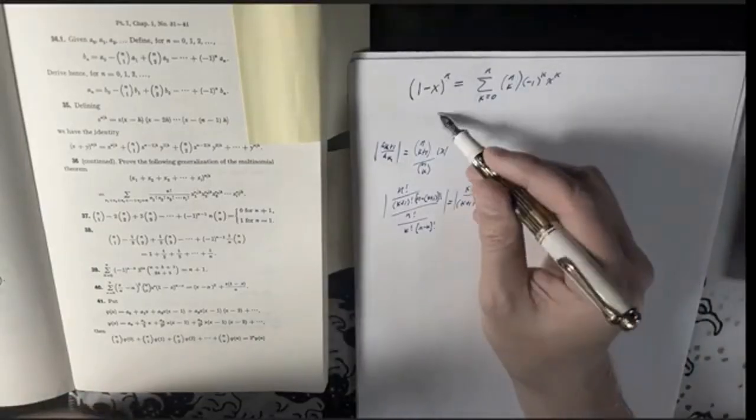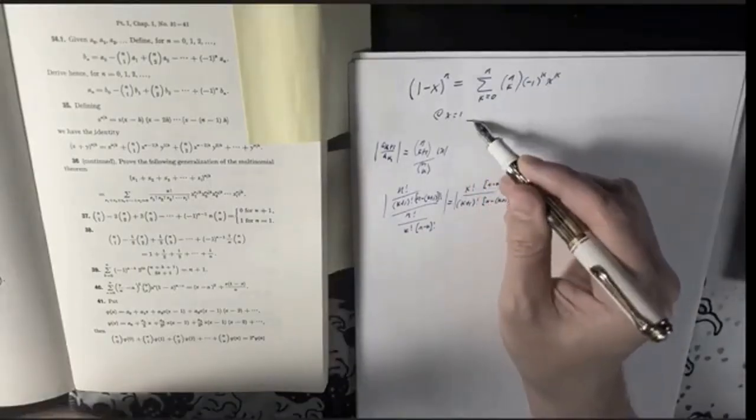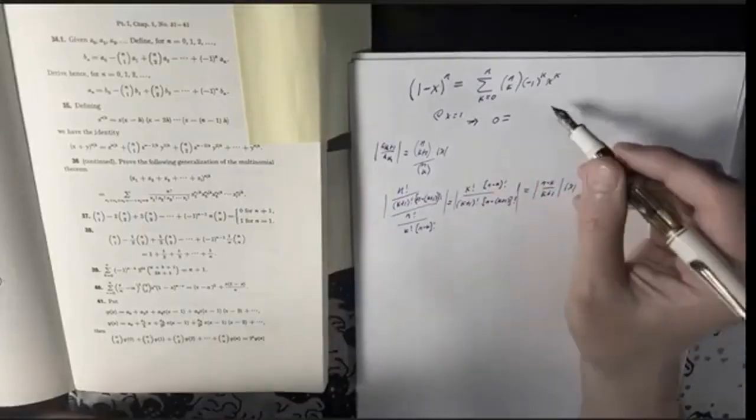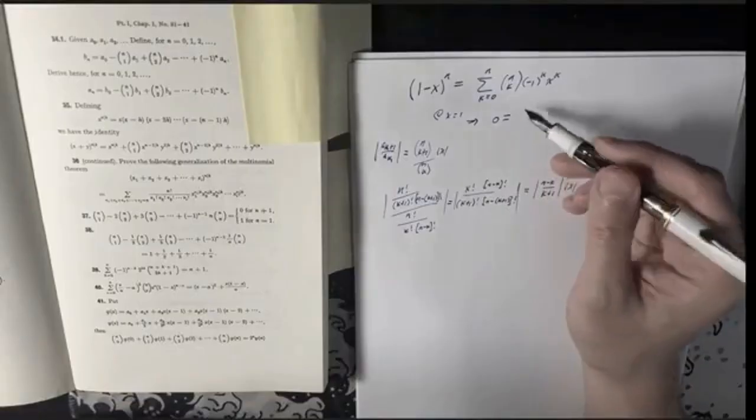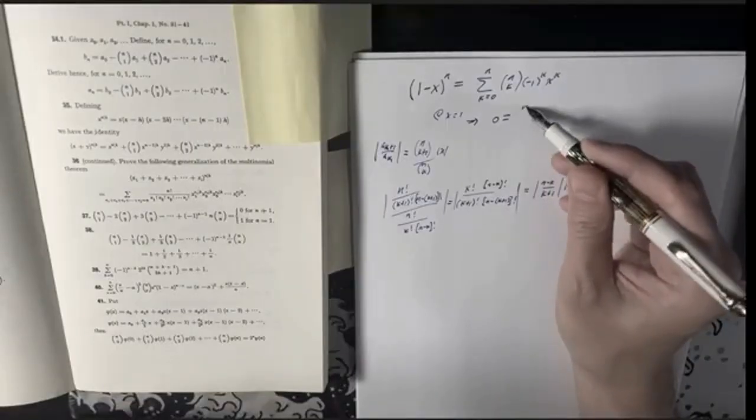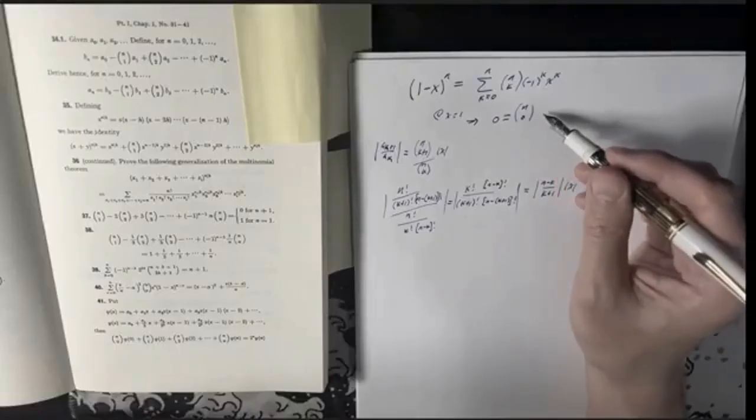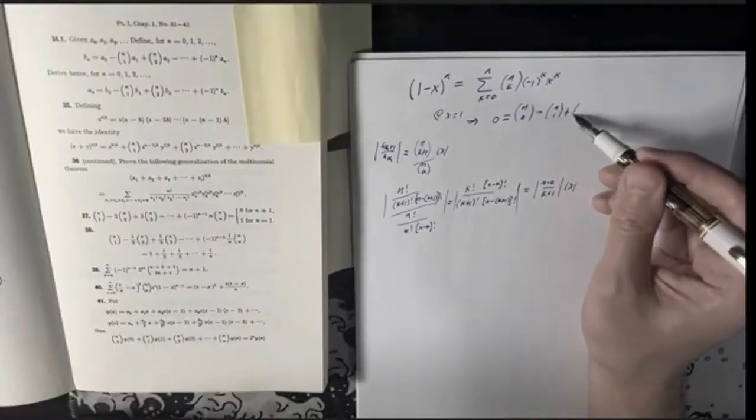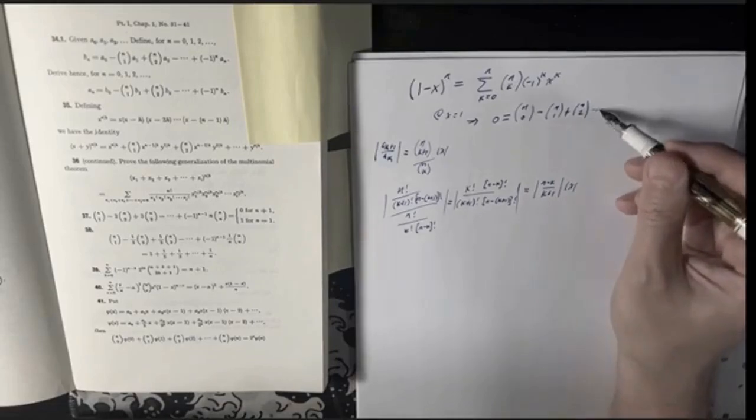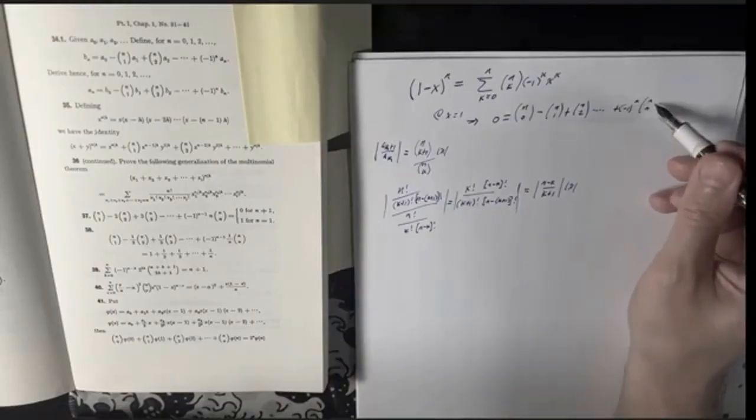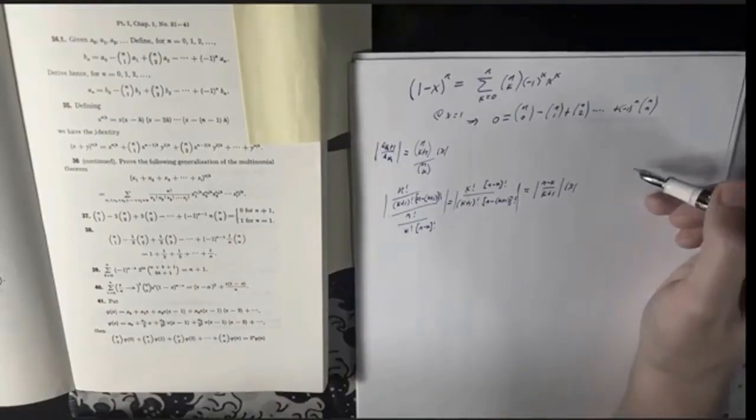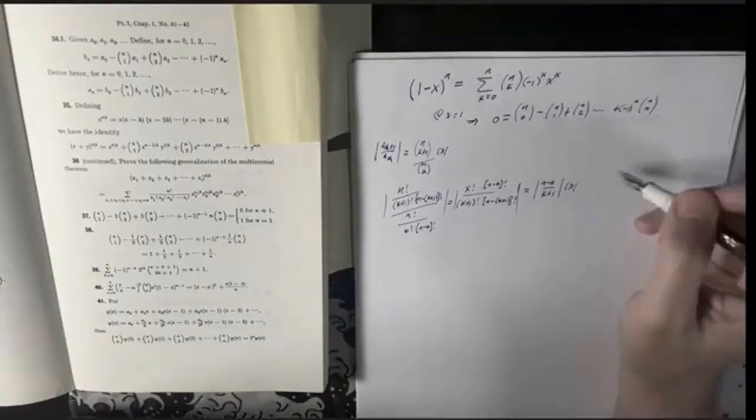Anyway, at 1, we're getting 0 is this alternating business, like n choose 0 minus n choose 1 plus n choose 2, da da da da. Like that. Agreed? Which I'm sure was one of the first things we proved.